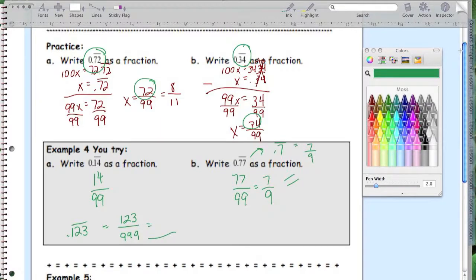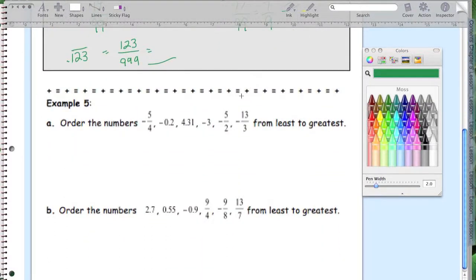All right, last problem, ordering these numbers. First, turn them all into decimals, because that way you don't have to get common denominators. If you would turn them all into fractions, you would. So I know that this is what they're equal to. Now put them in order from least to greatest.